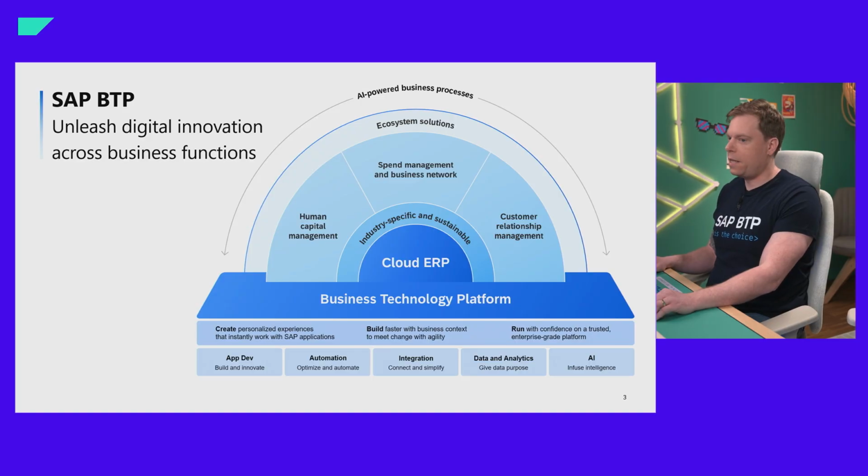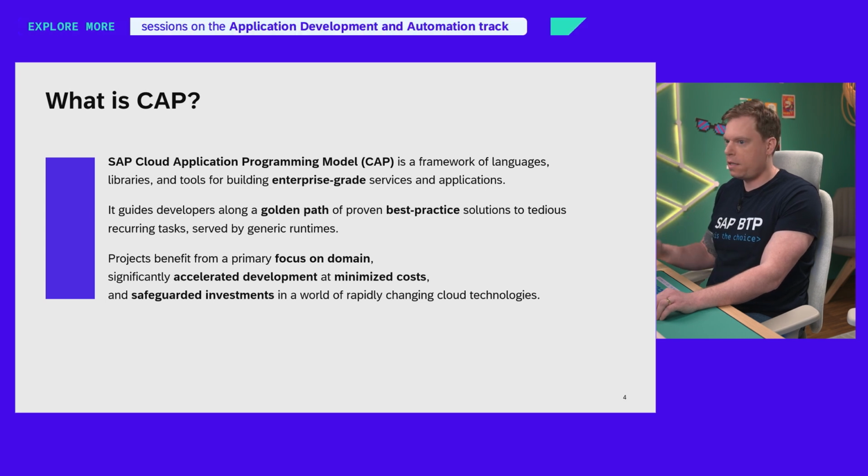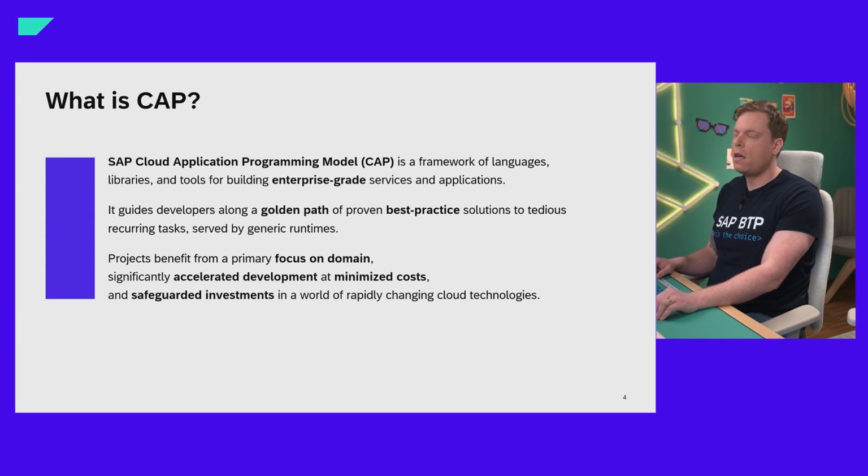So in the big picture of our business technology platform, we're at the bottom left, application development, to build and to innovate. So what is the SAP Cloud Application Programming Model? And from now on, I'll just say CAP. It's a framework of languages, libraries, and tools for you and us at SAP to build enterprise-grade services and applications. We guide developers along a golden path with proven best practices, and we try to solve those tedious recurring tasks, and we have generic runtimes to do that.